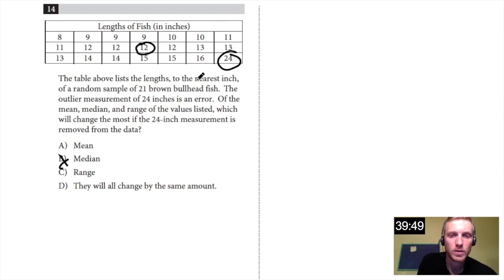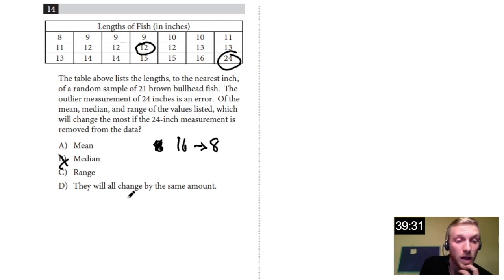Our range is equal to the largest value minus the smallest value. 24 minus 8 is equal to 16. And 16 minus 8 is equal to 8. So it would go from 16 down to 8. It would decrease by 8. In other words, change by 8. So our range is going to change by 8.